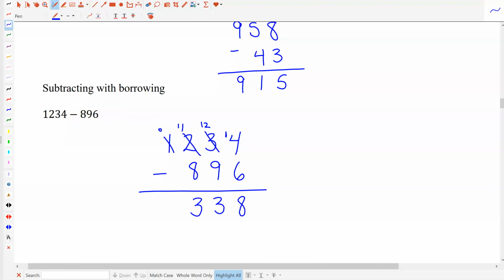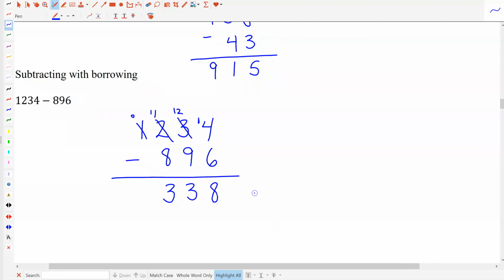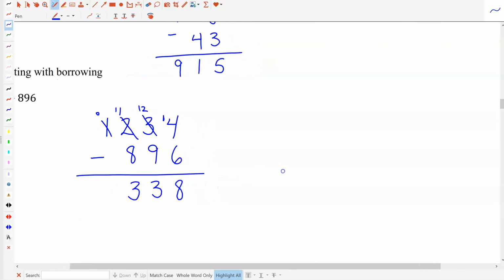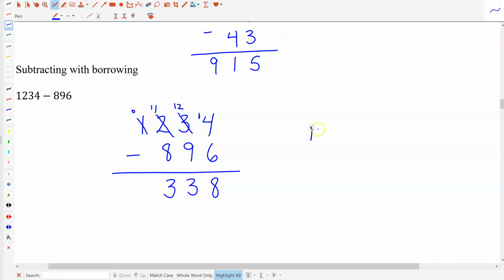Now, sometimes the whole process of borrowing gets a little confusing, so I just want to show quickly a different way to think about this, relying on that expanded form and really just drawing upon our numbers and what's going on when we do these various operations. So the 1,234 can be thought of in expanded form as 1,000 plus 200 plus 30 plus 4. Now ultimately I want to take away 896. So I want to take away 800, I want to take away 90, and I want to take away 6.